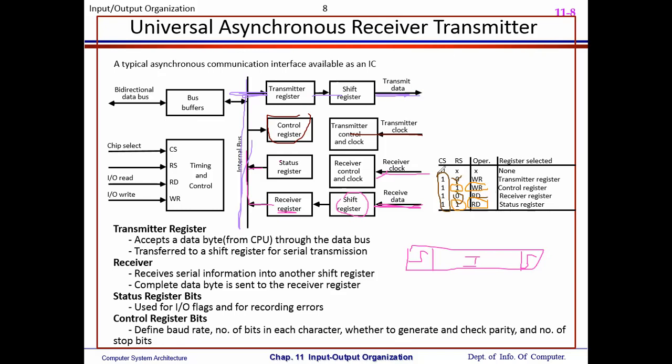The combination of chip select and the register select RS together gives which register will be activated. So here, write transmitter register, and here RS is equal to 0 and we have the write operation, so simply data is transferred. When RS is 1, then the control register will be activated. So based on these commands, a particular register is activated and it will perform the particular operation. Okay, students.